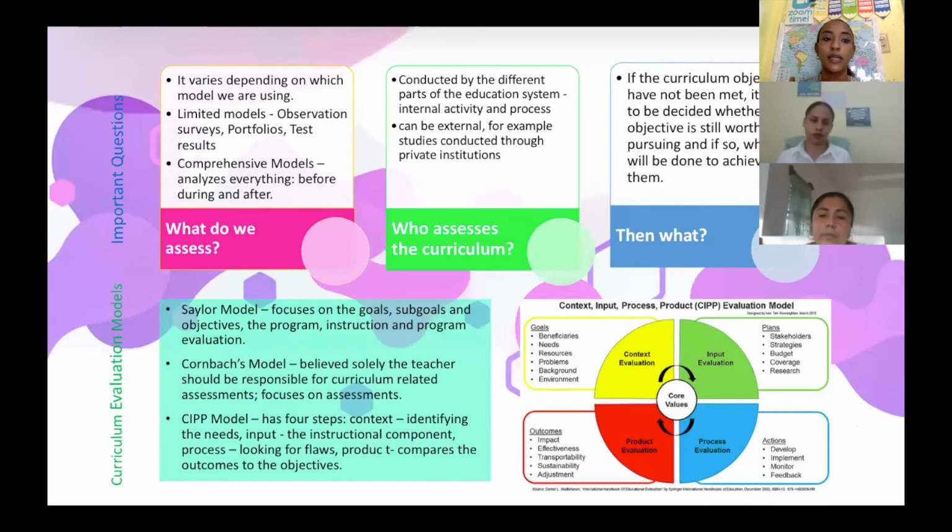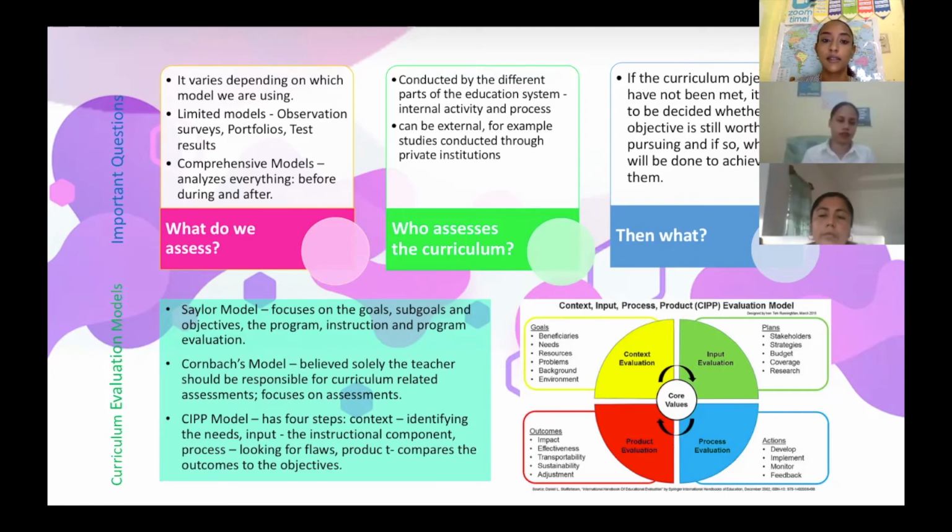Okay, so what do we assess? It varies depending on which model is being used. There are limited models and comprehensive models. Limited models focus only on assessments, and comprehensive models analyze everything before, during, and after the objectives.